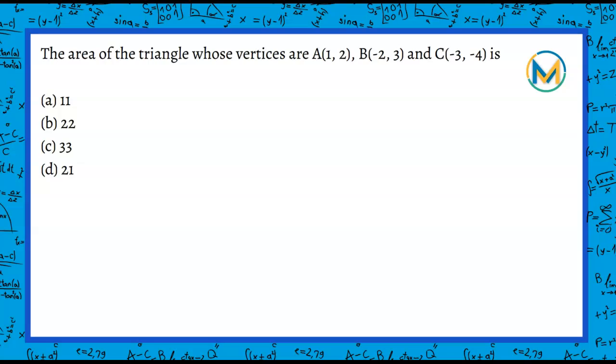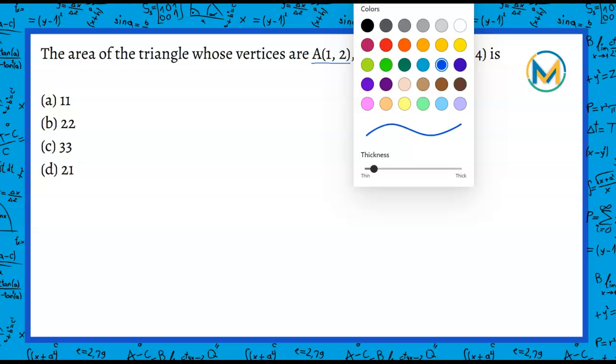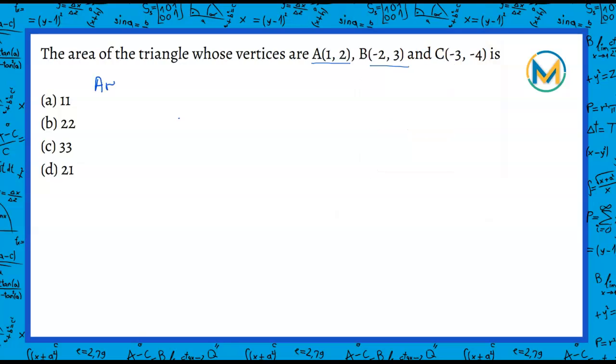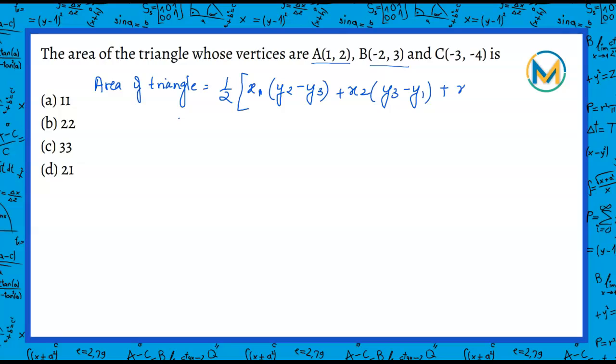Next, the area of the triangle whose vertices are A(1, 2), B(-2, 3) and C(-3, -4). For this the formula for the area of the triangle is half into x1 times (y2 minus y3), plus x2 times (y3 minus y1), plus x3 times (y1 minus y2). That's the formula. Let's substitute.